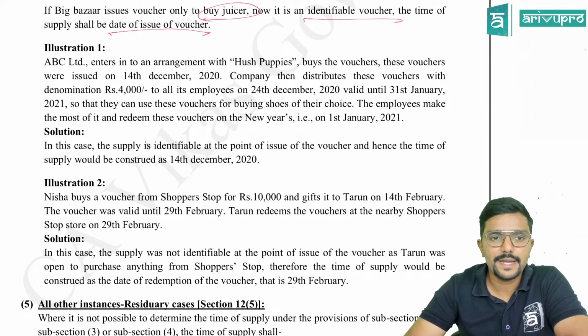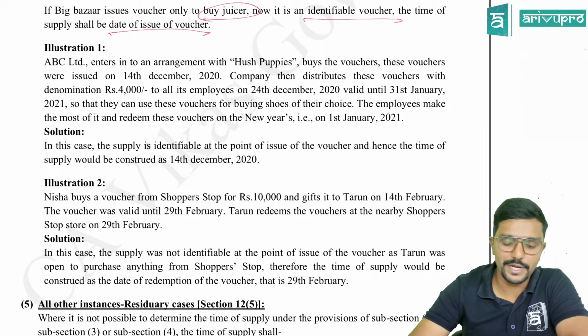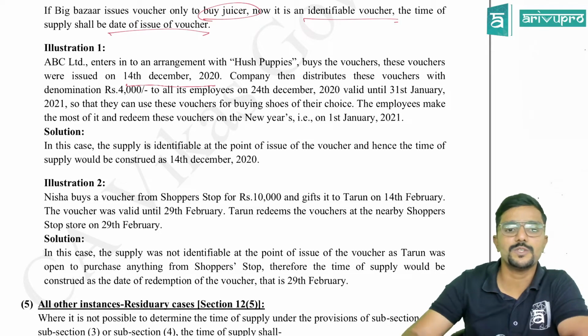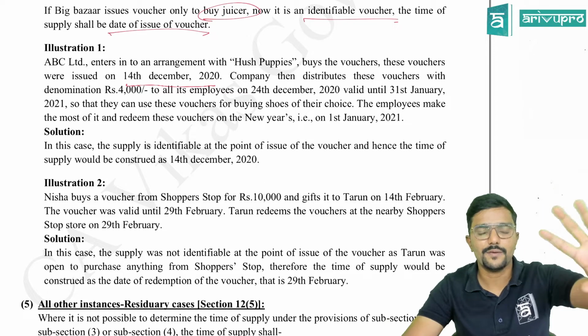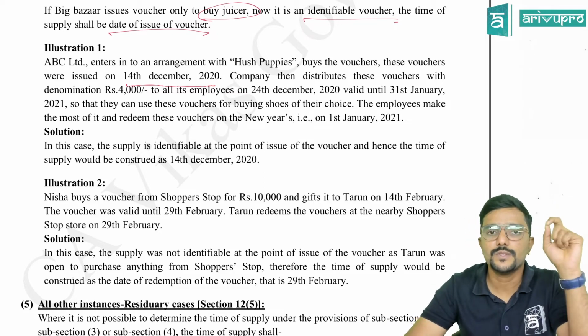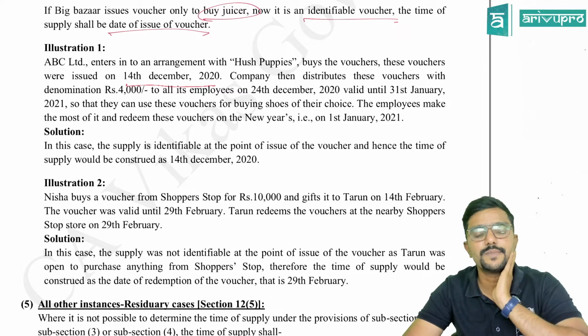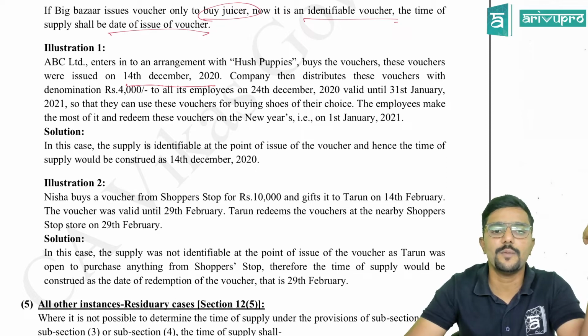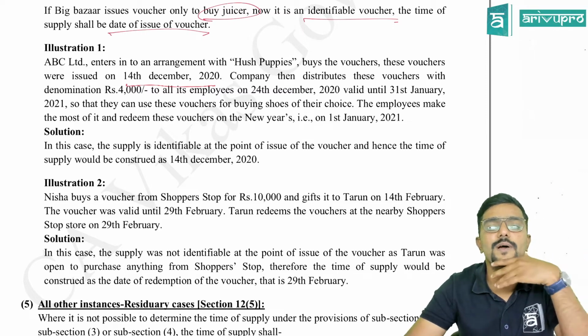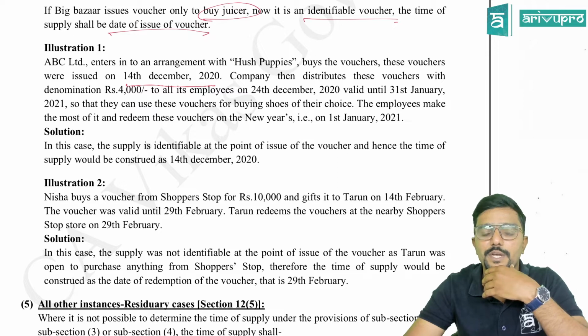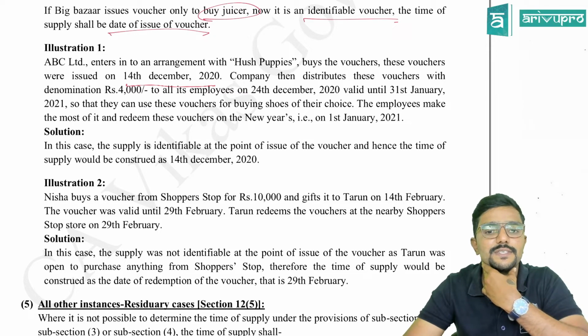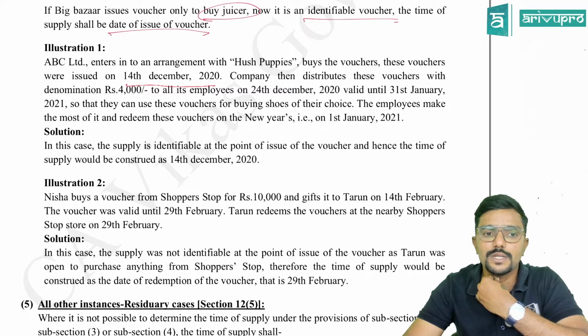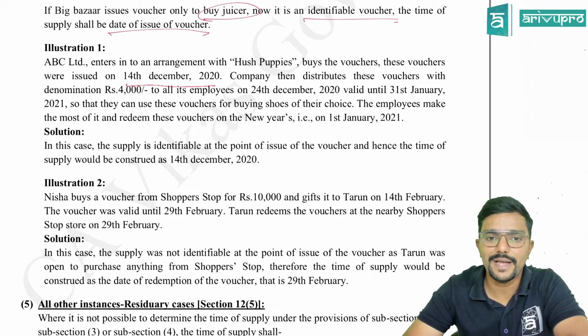ABC Limited enters into an arrangement with Hush Puppies and buys the vouchers. These vouchers were issued on 14th December 2020. So Hush Puppies is issuing vouchers to ABC Limited. Will ABC Limited use it? No. So the date of issue of voucher is 14th December, guys. The company, ABC Limited, then distributes these vouchers with the denomination of 4,000 to all its employees on 24th December 2020, valid until 31st January 2021, so that they can use these vouchers for buying shoes of their choice.